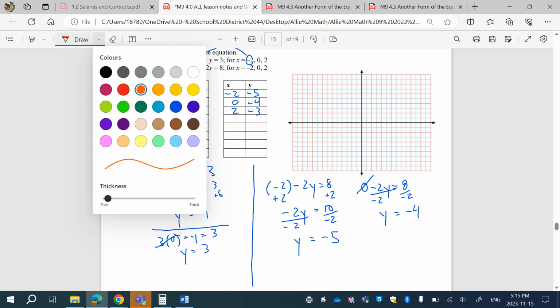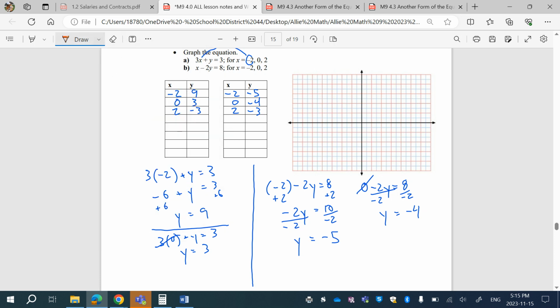Now let's plot it. I'm going to use some colors. Let's do this first one. We are at negative 2x and a positive 9y: 1, 2, 3, 4, 5, 6, 7, 8, 9. Way up there. Next, we're at 0x and positive 3: 1, 2, 3. And we are now at 2 and a negative 3: 1, 2, 3. Okay, there's our first line. Something like that.